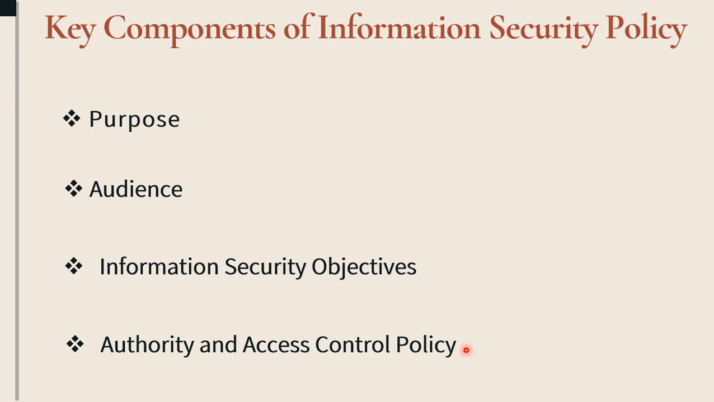Means whether the director allows the managers to access the important information. We can classify the information in different categories: secret information, top secret information, moderate information. So what sort of information is the director permitting the managers to access, and what sort of information are the managers permitting the clerks to access? So all these things should be determined with the authority.